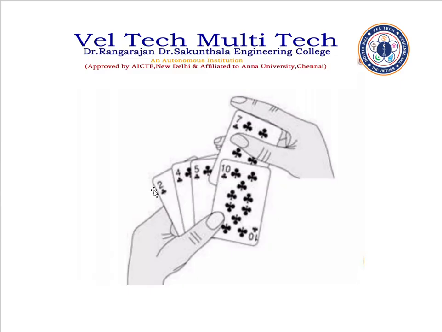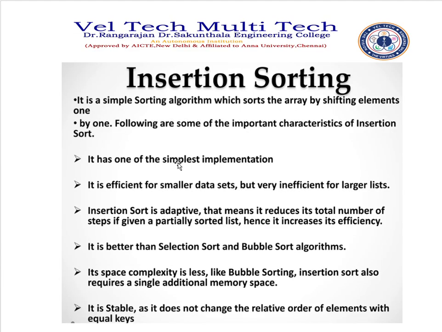So there are elements 5, 2, 4, 5, 10, and the 7 has been placed in its correct position, which comes in between the 5 and 10. So we are going to place new data into its correct order and position. That's how insertion sort works here, and you have some simple steps to follow. We'll see them one after another.